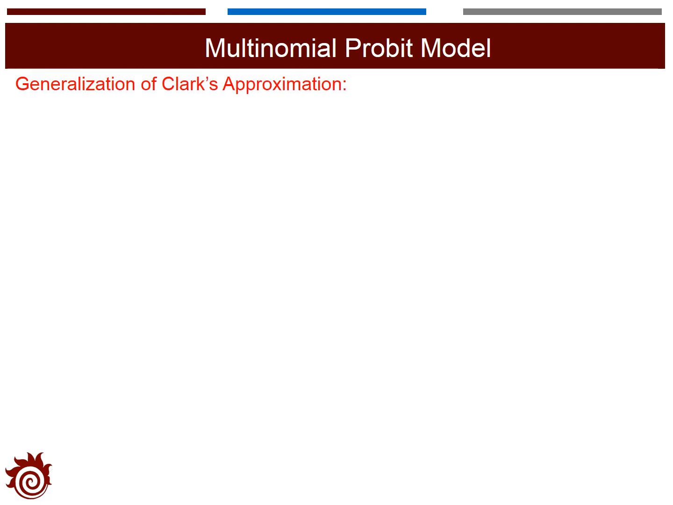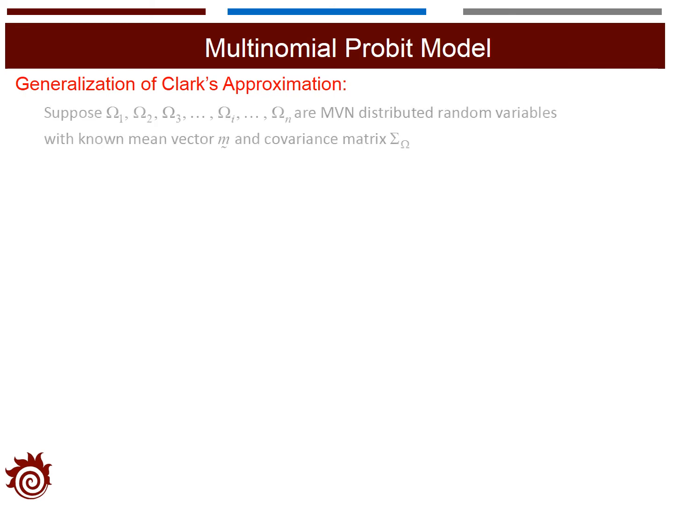The Clark's approximation can be generalized for any number of random variables. Suppose that we have omega 1, omega 2 till omega n as the multivariate normal distributed random variables. We know their mean and covariance matrix. Then we can find out the maximization of these n random variables step by step.